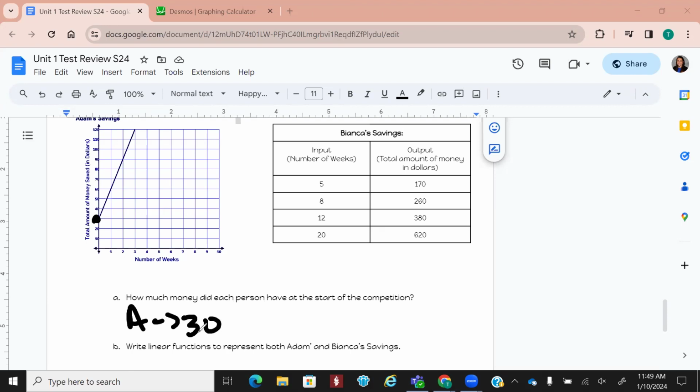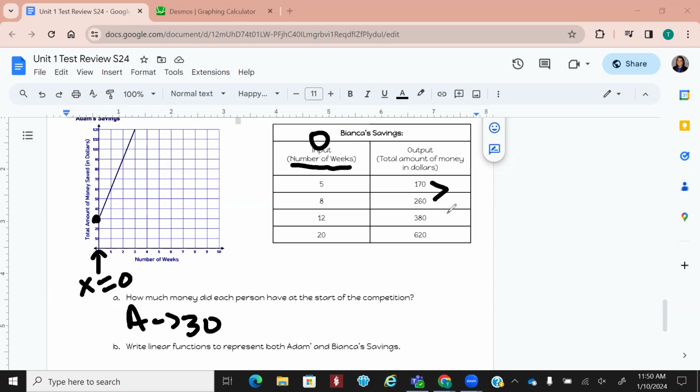All right, now Bianca's a little tricky. How much did Bianca start with? Don't say 170. Not 5. What does 5 represent? The number of weeks, right. So how would we figure out how much Bianca started with? Well, looking at the number of weeks for Adam, we looked at when X was 0. So for Bianca, we need to go back to where X is 0. Okay? Yeah, Ben. 34. Close. Close. So let's think about it this way.